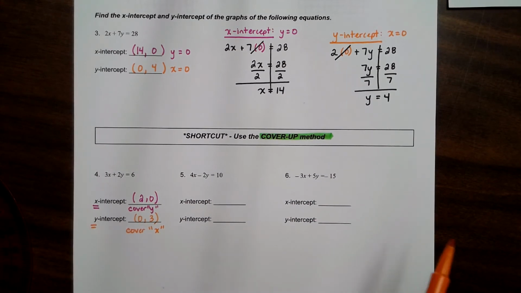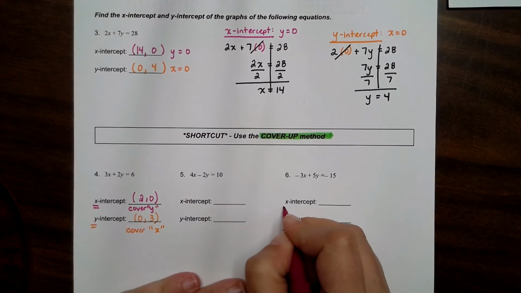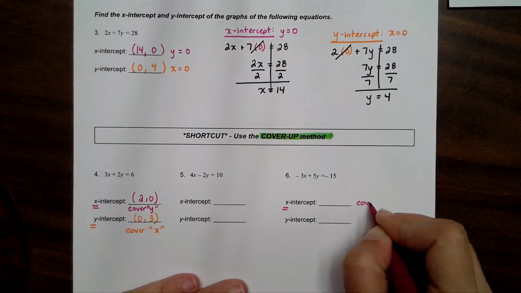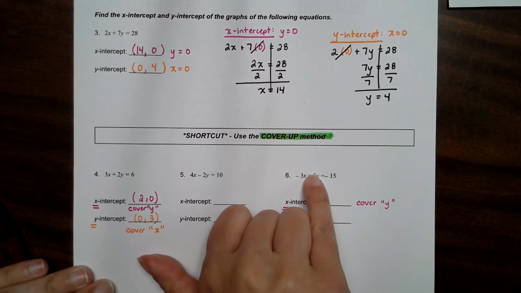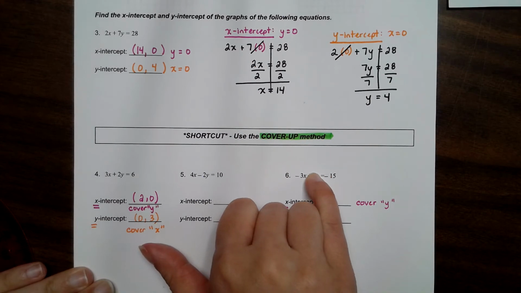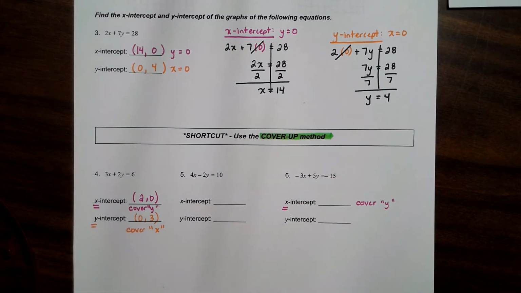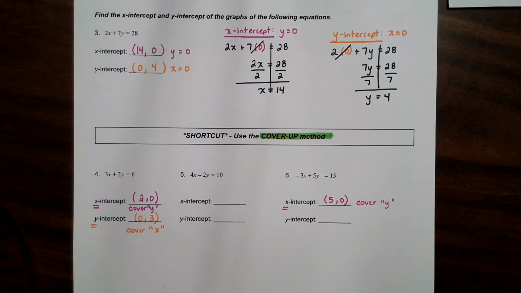Now let's go ahead and skip over to number 6. We'll skip number 5 for now, and we'll talk about number 6, and maybe we'll do number 5 as an extra practice problem in class tomorrow. So again, to find the x-intercept, you cover up the y. So with my pinky, I'm going to cover up the 5y. I see negative 3x equals negative 15. To solve this, I would divide by negative 3 on both sides. So my answer would be 5. So I would get the ordered pair 5, 0.